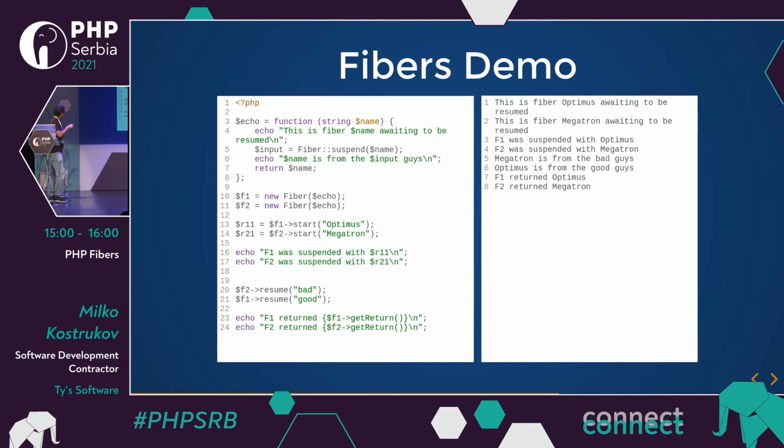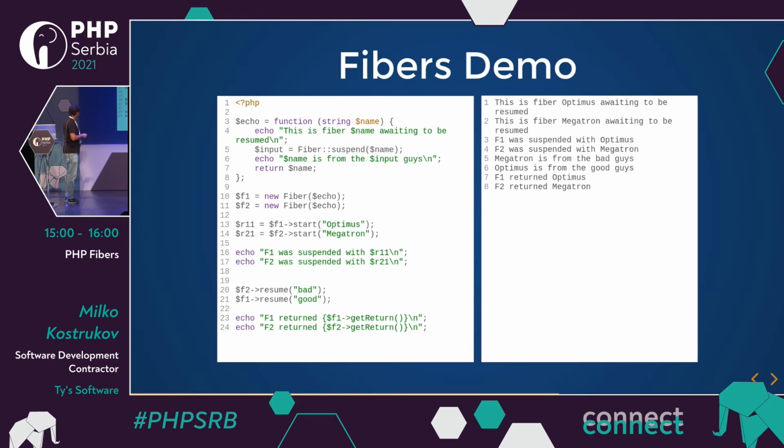Now, in our main thread, we're going to echo "F1 was suspended with" whatever is in R11. So that's "F1 was suspended with Optimus," because this is what we returned. "F2 was suspended with" R22. This is "F2 was suspended with Megatron." Now we're going to resume, but the other way around. We're going to mix them a bit.